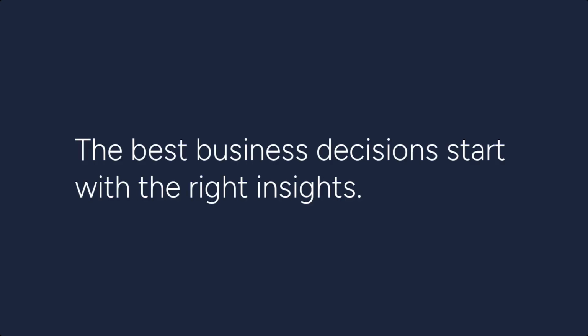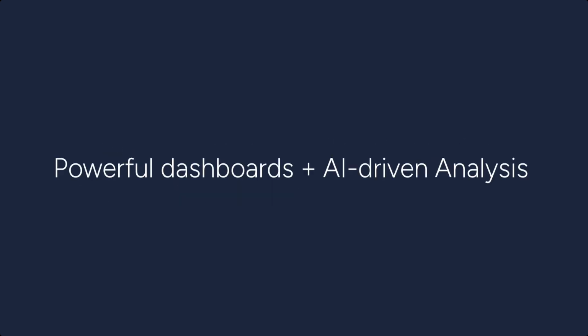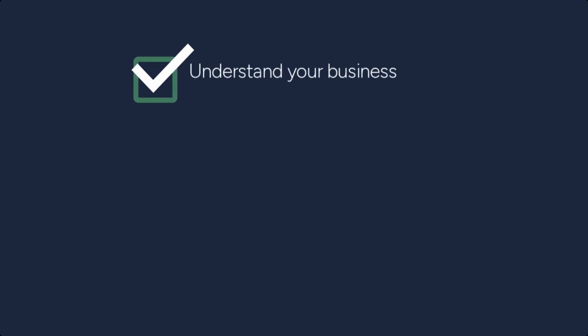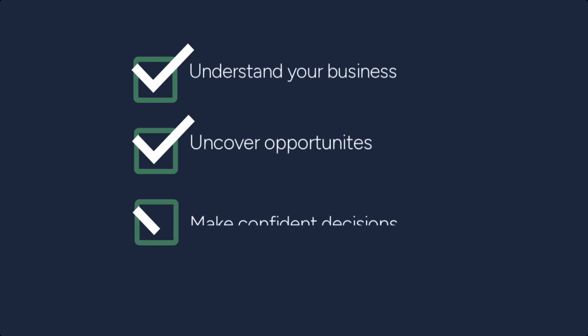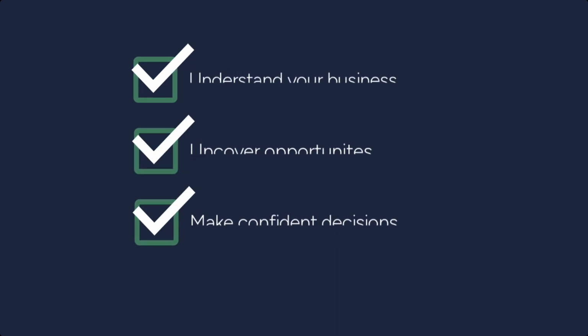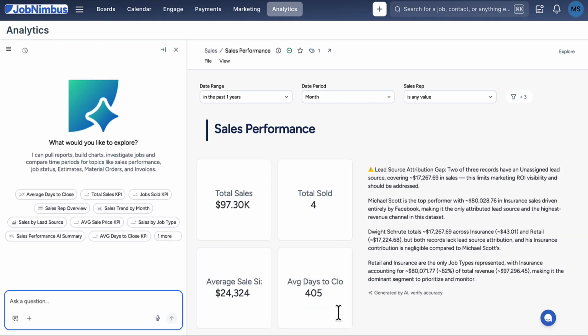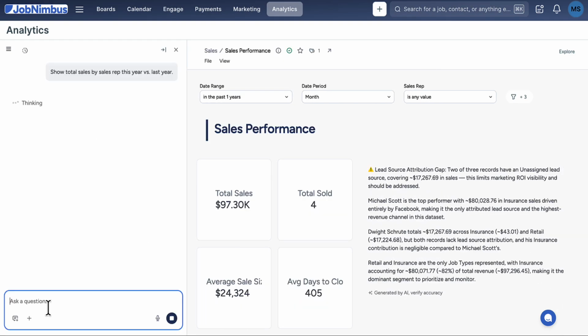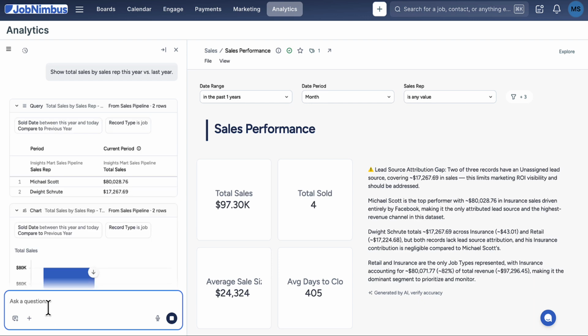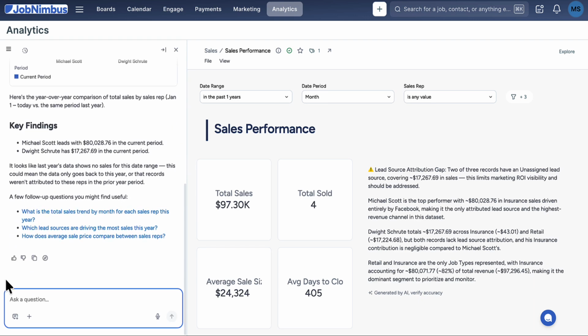The best business decisions start with the right insights. JobNimbus Analytics combines powerful dashboards with AI-driven analysis to help you understand your business, uncover opportunities, and make confident decisions every day. In this video, we'll show you how analytics helps you uncover powerful business insights with built-in dashboards, AI-powered answers, and advanced custom analytics.